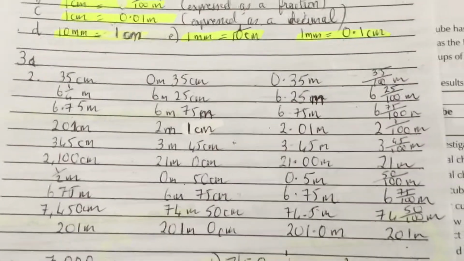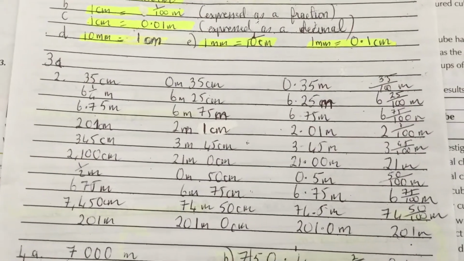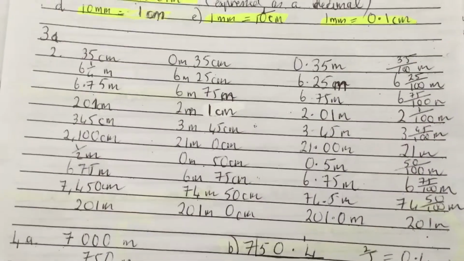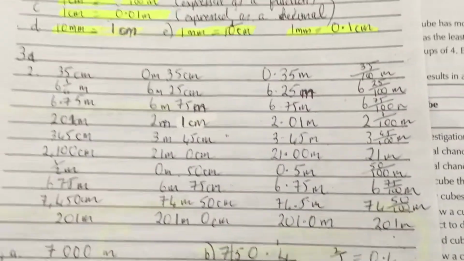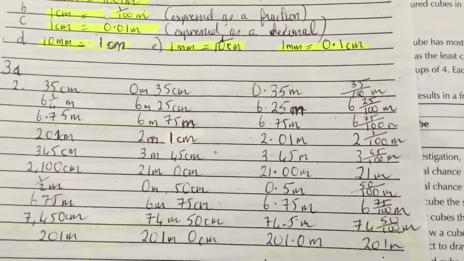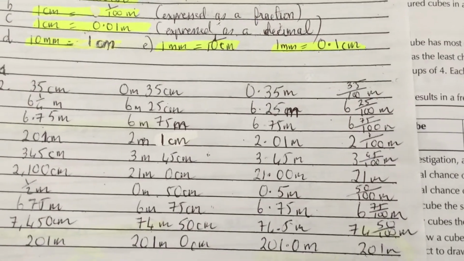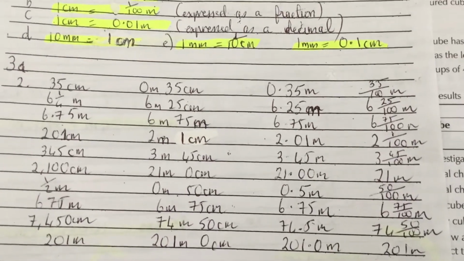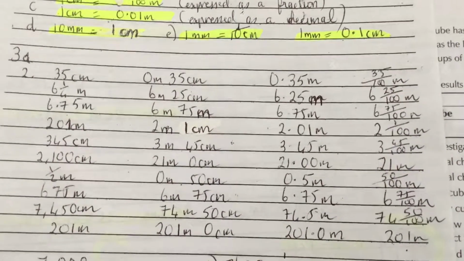Okay. So 6.75 meters, and we know that that's 6 meters, 75 centimeters, which is 6 point, that is a decimal point, it's just a bit faint, 75 meters, and then that's 6 and 75 over 100, and obviously I could break that down into 6 3/4 of a meter. Just didn't write it in because I couldn't fit it in.